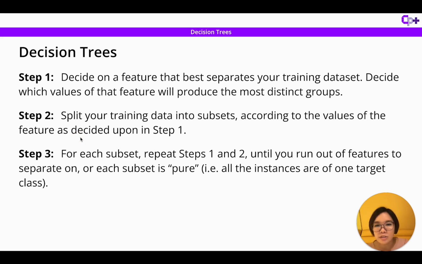So how are decision trees formed? Number one, of course, I need to decide on the feature to split my data. Once I've decided on that feature, I'll split the data into subsets, and then at each node, I'll continue to split it further until each subset is pure. Pure meaning all the instances are one target, or until you run out of features to separate on. If you run out of features, then you just have to make a decision there and then already.